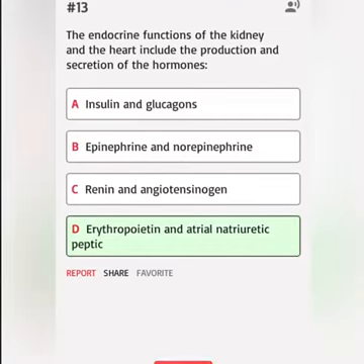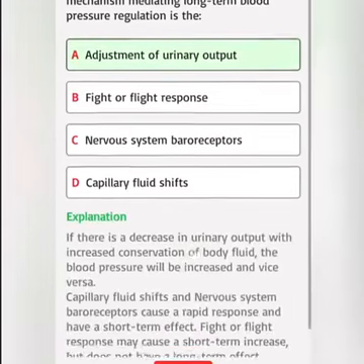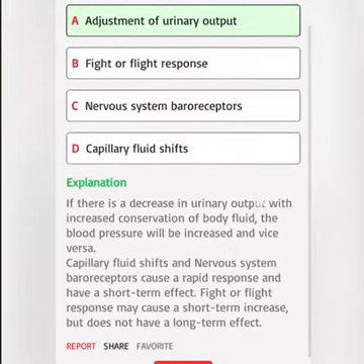Correct answer. The nurse explains to a client that the mechanism mediating long-term blood pressure regulation is the A. Adjustment of urinary output. B. Fight or flight response. Correct answer. If there is a decrease in urinary output with increased conservation of body fluid, the blood pressure will be increased and vice versa. Capillary fluid shifts and nervous system baroreceptors cause a rapid response and have a short-term effect. Fight or flight response may cause a short-term increase, but does not have a long-term effect.